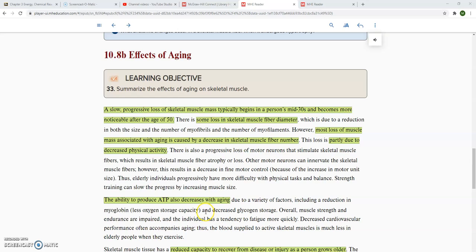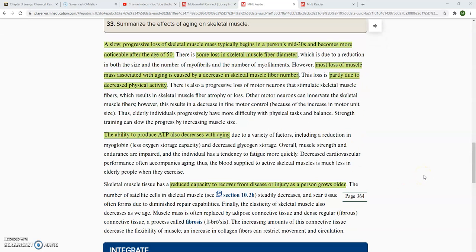Other things with aging is those little metabolic pathways that produce ATP that we talked about, they also aren't as efficient anymore. So that will decrease as well, just our ability to produce ATP, which isn't good. And then we talked about this with the skin healing and bone healing, but it's the same way with skeletal muscle healing. There's a reduced capacity to recover and repair from any sort of disease or injury that you may have to your skeletal muscles as well.